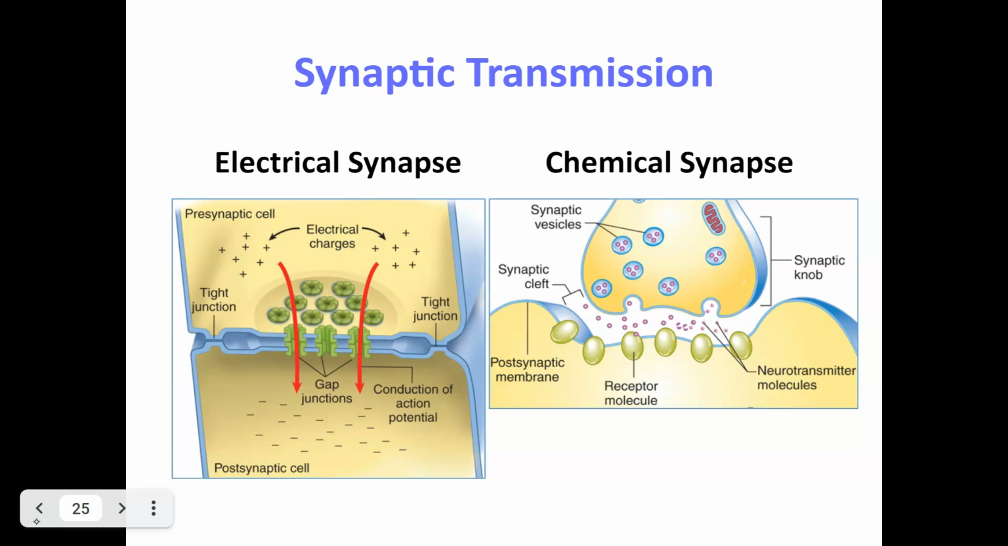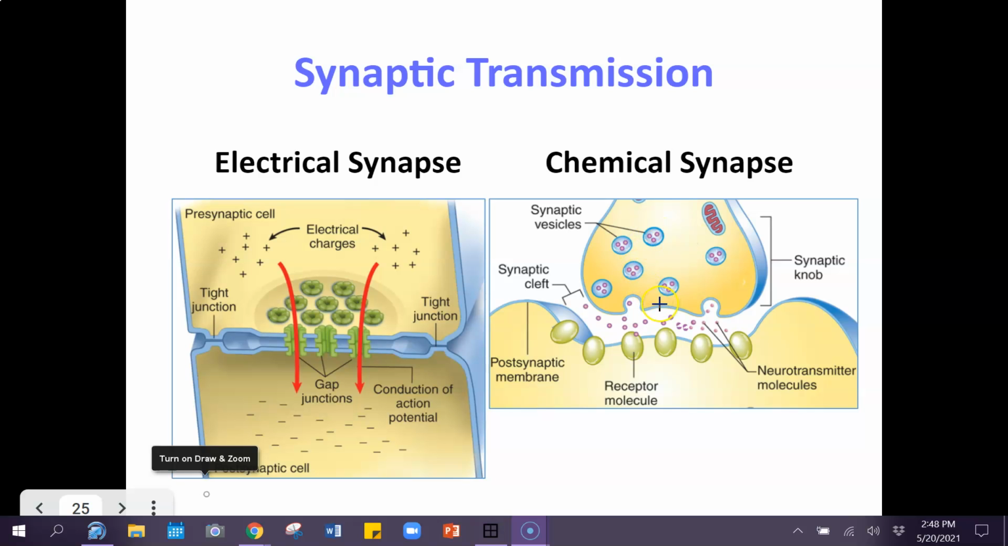So it's almost like they're one giant cell. And this is going to allow for the flow of ions to be continuous from one cell to the next. And they don't have to undergo all of the steps that happen in the chemical synapse. So the chemical synapse is what I have pictured on the right.